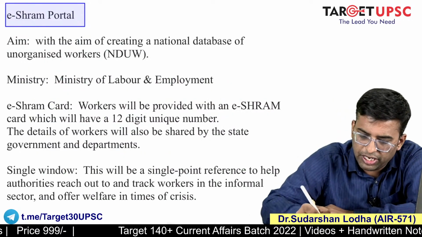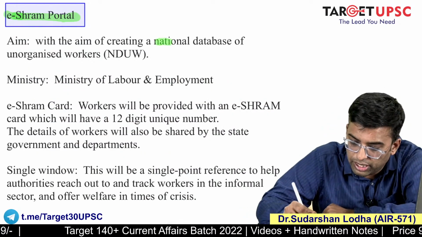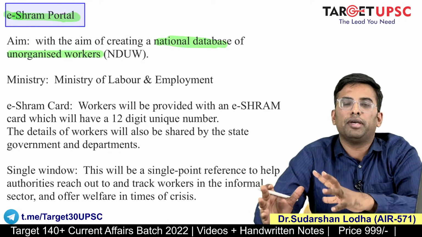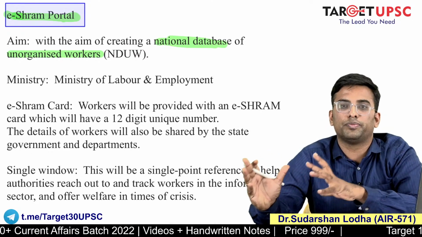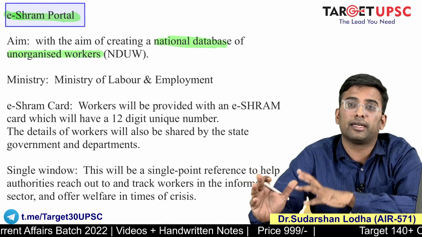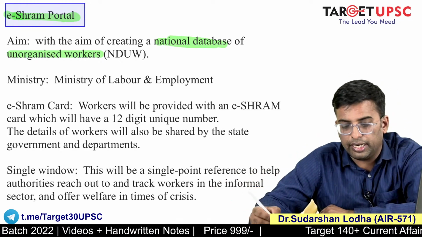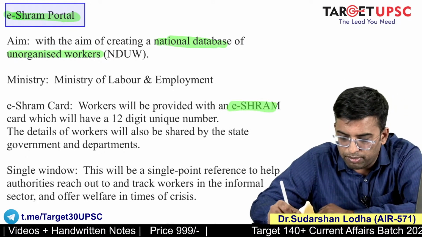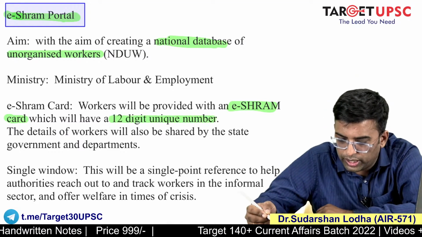Next we have e-shram portal. तो another important initiative, it aims at creating a national database of unorganized workers. जो भी database है of unorganized workers, as you know कि almost 85% of हमारा जो workforce works in the informal sector, and majority of them are in the unorganized sector. And this e-shram portal would give an e-shram card to every unorganized worker, which will be a 12-digit unique number.